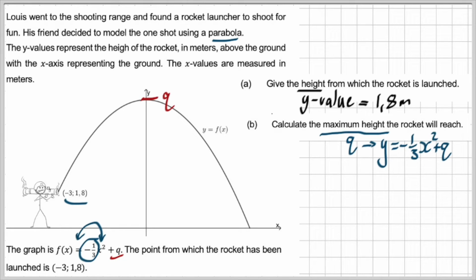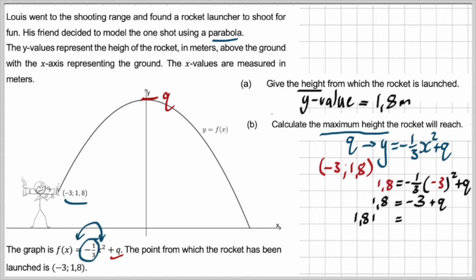How can I do that? First question, can you read the value from the graph? Just look at the graph. Can you see the value for Q? No. Then I have to substitute in, and that's why they gave you those values. So I'm going to substitute the -3 into x and the 1,8 into y, and I'm going to calculate Q. This gives me that Q is 4,8 meters.